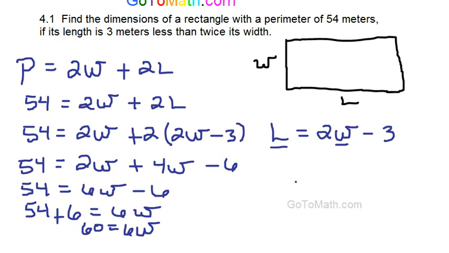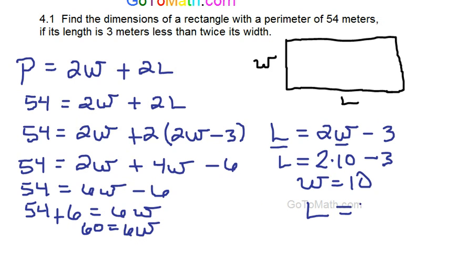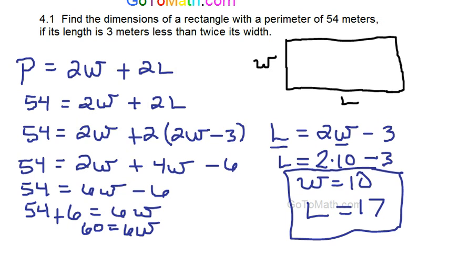So it looks like W is 10. Okay, W is 10. And then, of course, if we plugged in 10 here, we would end up getting 20 minus 3 is 17. So L is 17. I about made a mistake. I'm supposed to have these problems worked out in advance, but I don't. Okay, so there you go. We found our W, we found our L, given our problem up here.